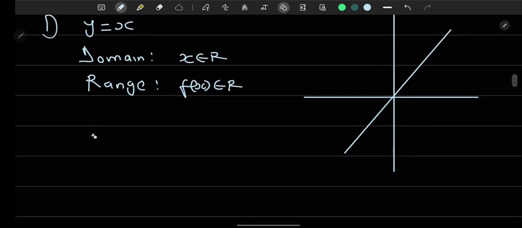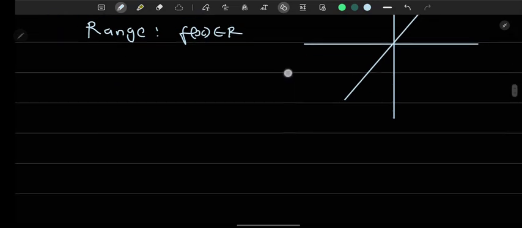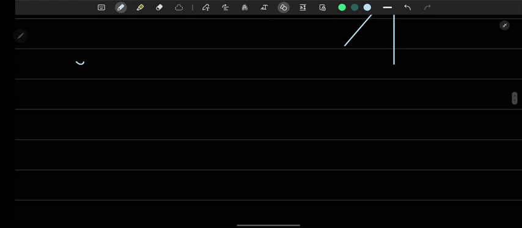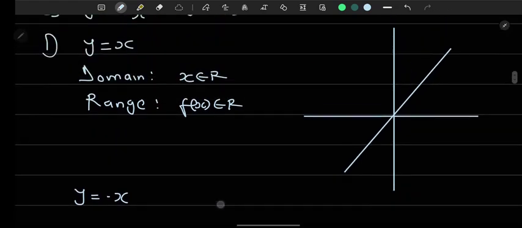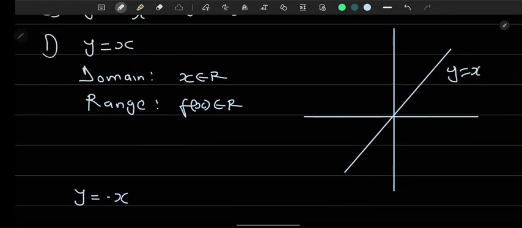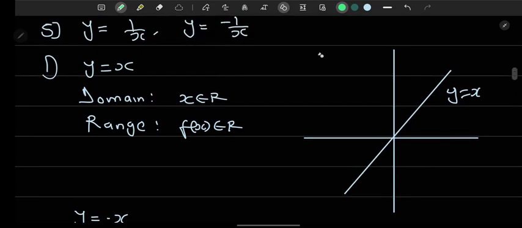So for the reflection, which is y equals minus x, okay, y equals minus x, so this is y is equals to x. So for y equals minus x, now I can just plot the graph here again. The only difference is that we are going to have a line like this. So this line here is for y equals minus x. Okay, so they both have the same domain and range. That's for the first question.